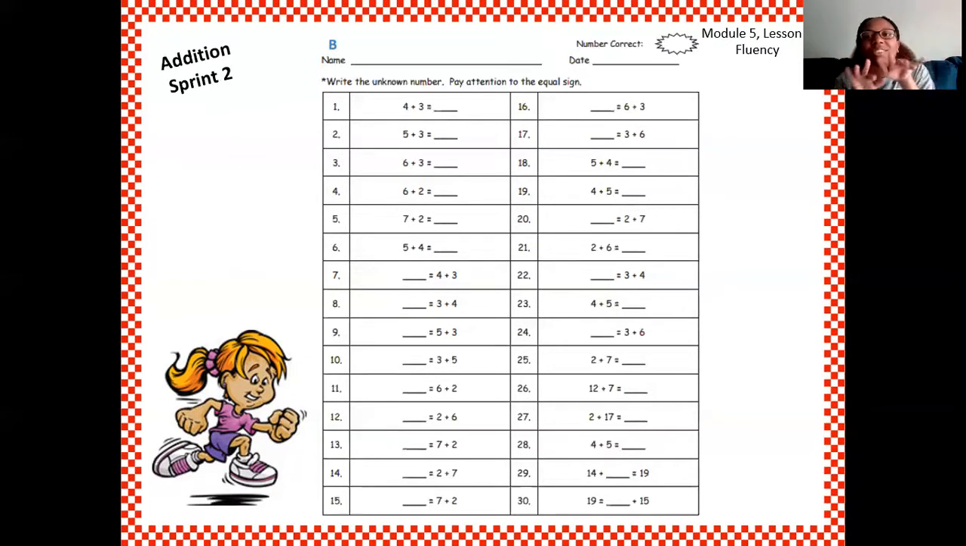Go ahead and give yourself some shine. I'm pretty sure you beat yourself. I think you did better than you did the last time. So now we're going to move on to our second fluency activity.